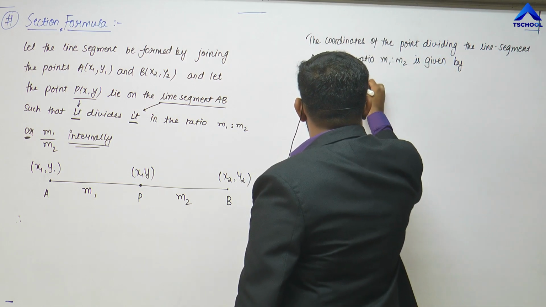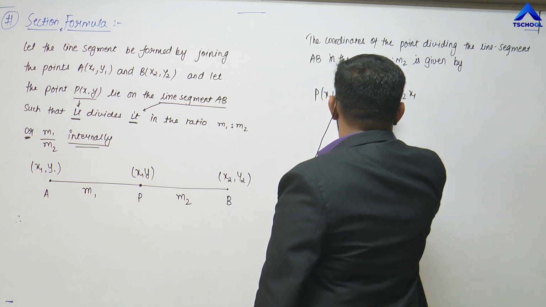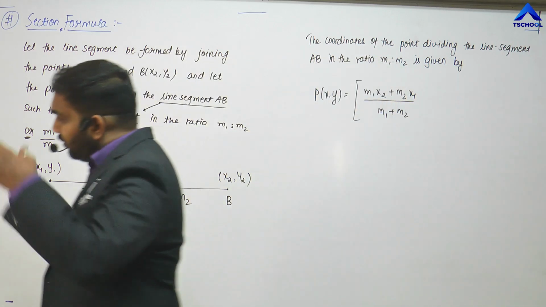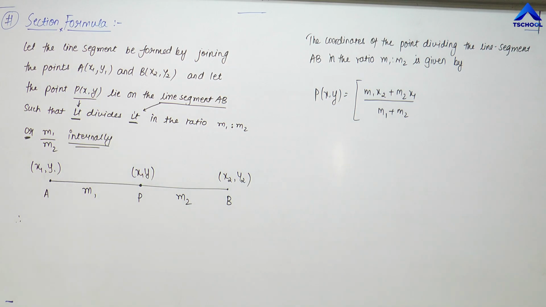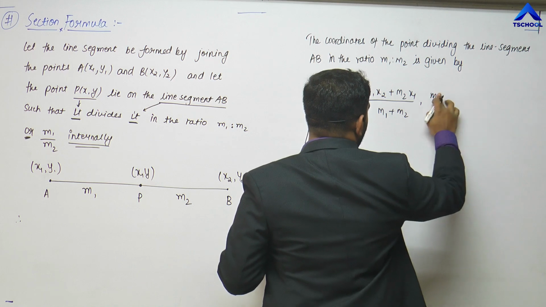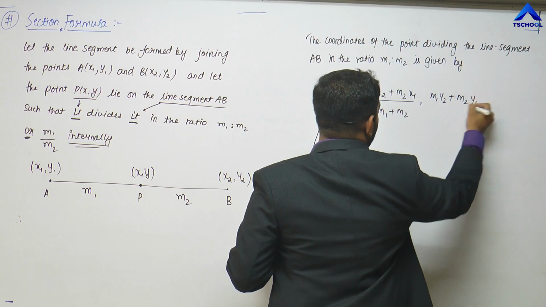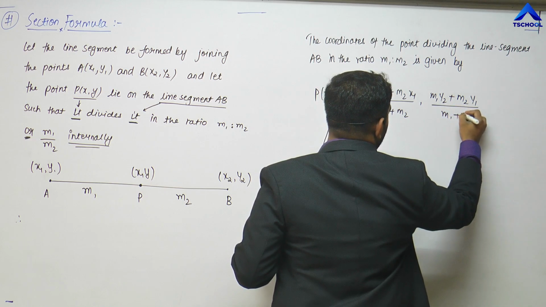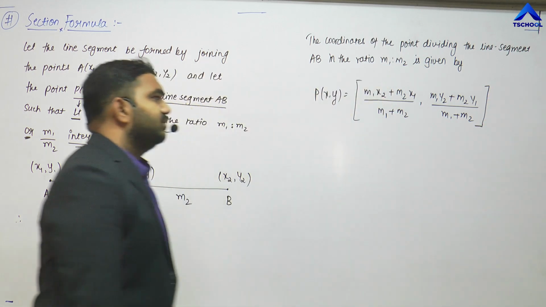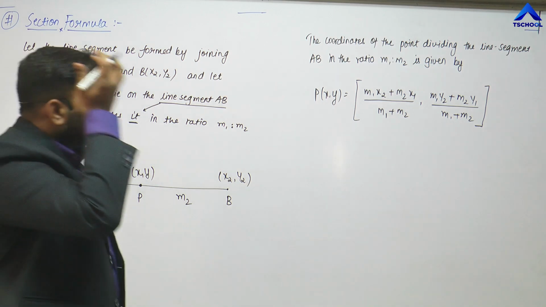x comma y is equal to (m1 x2 plus m2 x1) upon (m1 plus m2), right? This is the formula. This gives me the x coordinate, and similarly (m1 y2 plus m2 y1) upon (m1 plus m2), right? So these are the coordinates of the point x comma y.